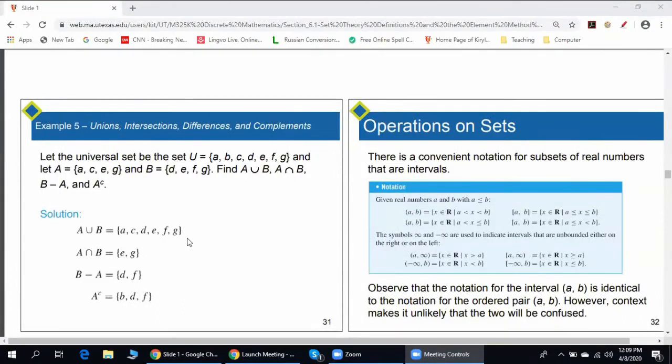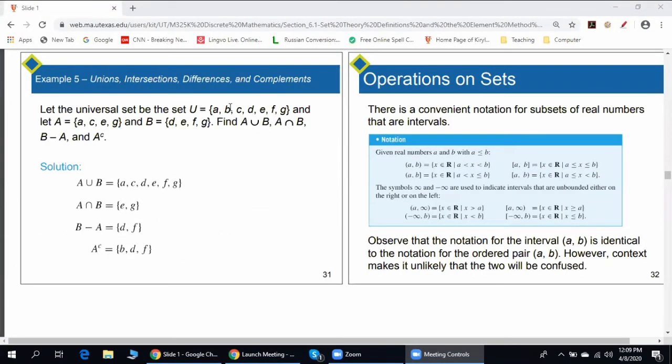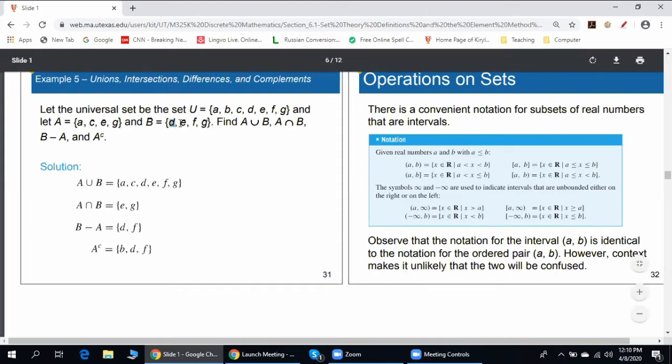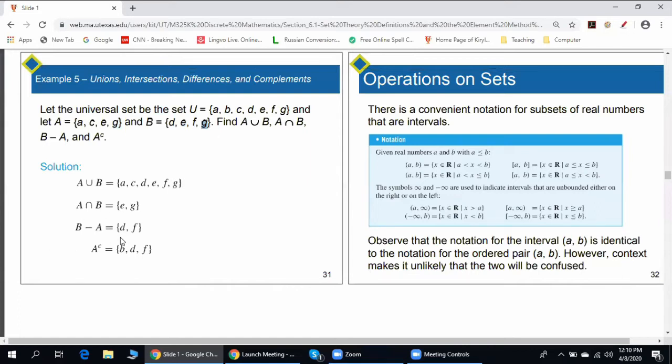Okay, next. So here we have a pretty basic example: universal set A, B, C, D, E, F, G. Here is A, here is B. Find union, intersection, difference, complement. Here is the answer. I would say union and intersection are pretty self-explanatory. Talking about B minus A, we remove from B the elements that are in A. So we don't remove A from B because there is no A here. We don't remove C from B because there is no C here. We remove E because E is here, and we remove G because G is here. So what is left is just D and F. Talking about A complement, we remove the elements that are in A from the universal set. And here is the result.